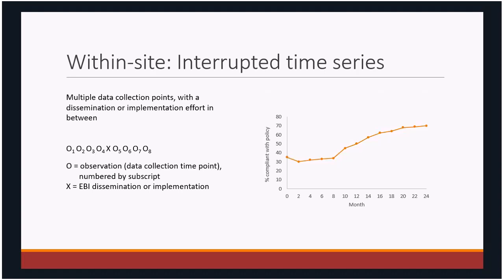One example of a within-site design would be an interrupted time series. Here, researchers collect multiple points of data over time, and then use that to understand the effect of a dissemination or implementation effort that occurs over that time period. So for example, if you were trying to understand the impact of a policy mandate, you could look at compliance with that mandate before and after the policy mandate went into place, and look at the slopes of the interrupted time series graph before and after to understand if there was an effect of, for instance, a policy mandate.